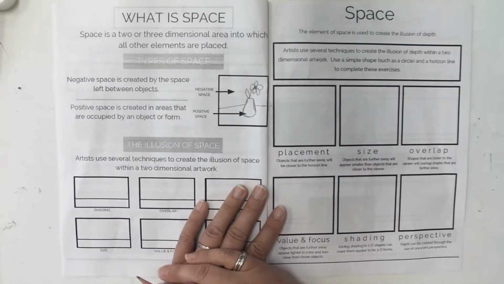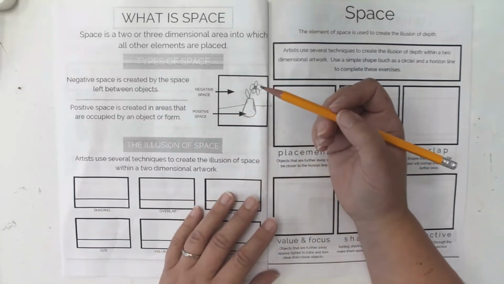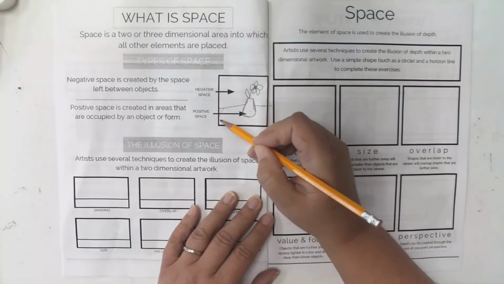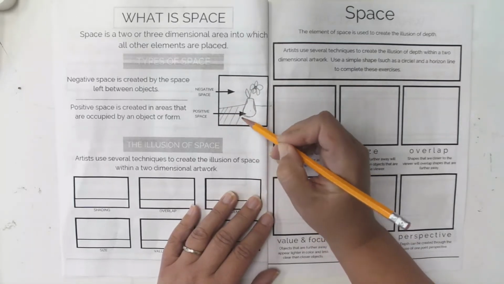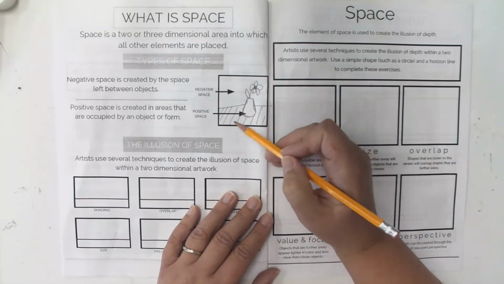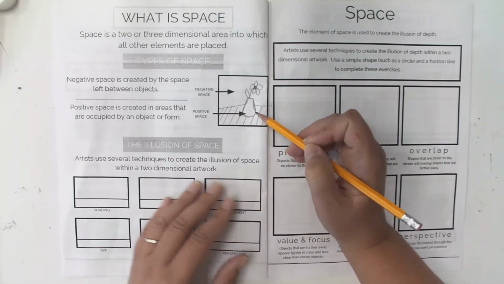All right, so what does this mean? Negative space is the space that's left, okay? That's not in the design, all right? You see how all this is empty right here? Now, if I go in and I put in some extra lines, this is kind of becoming positive space.